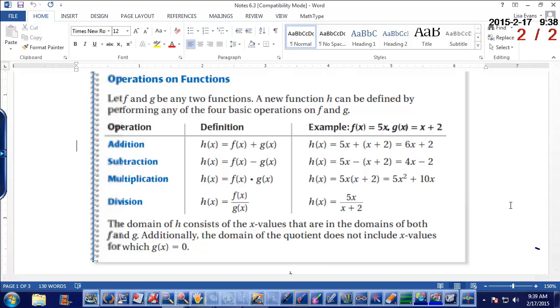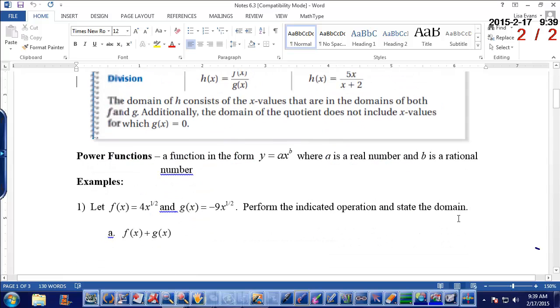When we are doing basic operations, we need to look at our original functions, and we need to look at what happens when we add, subtract, multiply, or divide, our end result. When you do that, you have to decide if there's anything x can't be. And as we go, we'll talk about it. So let's go ahead and get started.